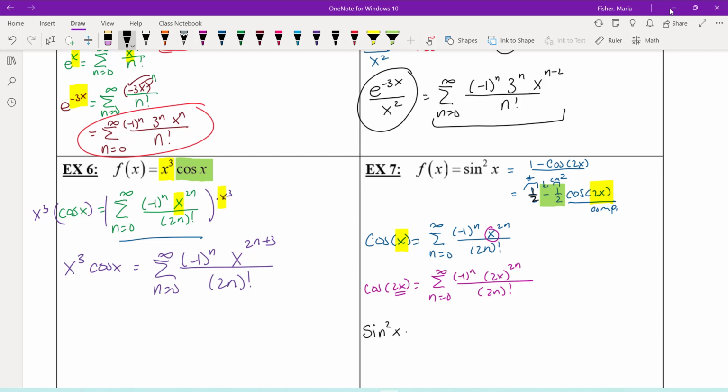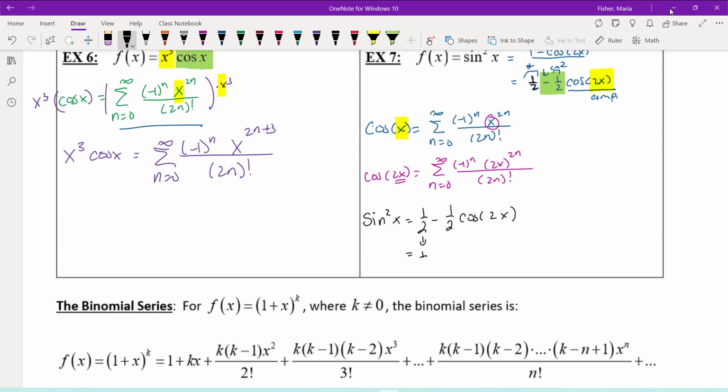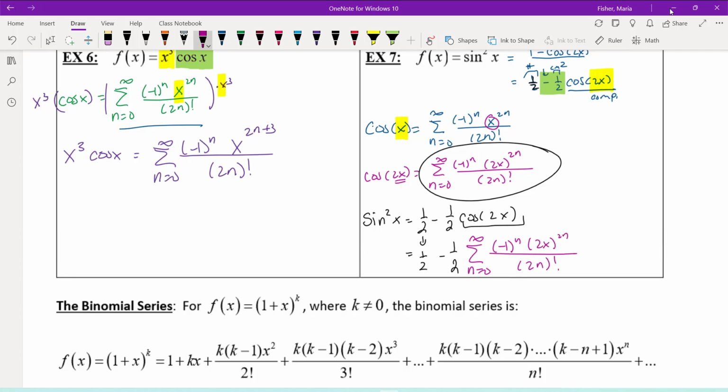Sine squared of x, which is 1/2 minus 1 over 2 cosine of 2x, is going to equal 1/2 minus 1/2, and then instead of this guy, I'm going to write our series, and that series was the sum from n equals 0 to infinity of negative 1 to the n times 2x to the 2n all over 2n factorial. So this is the power series that represents sine squared of x.